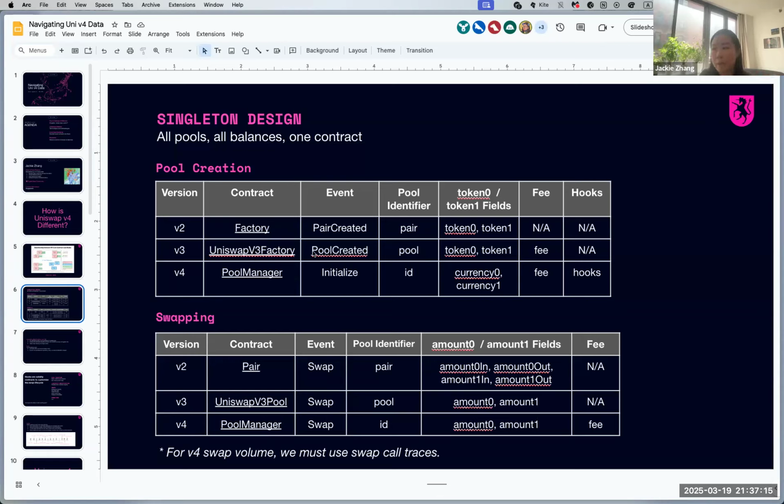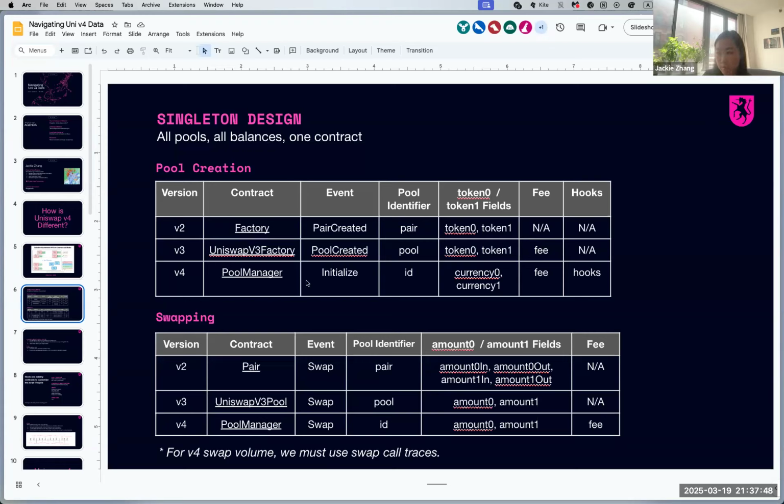And then for data people, you can watch the PairCreated and PoolCreated events that are emitted by these two factory contracts. They will tell you the token addresses of the pool that's being created. And for V3 specifically, because V3 introduced the fee tier, even though it's set at creation, you can then also watch for the fee being charged upon swapping for each of the pools.